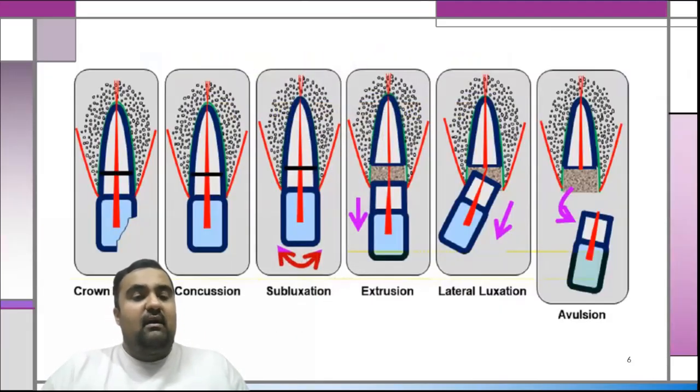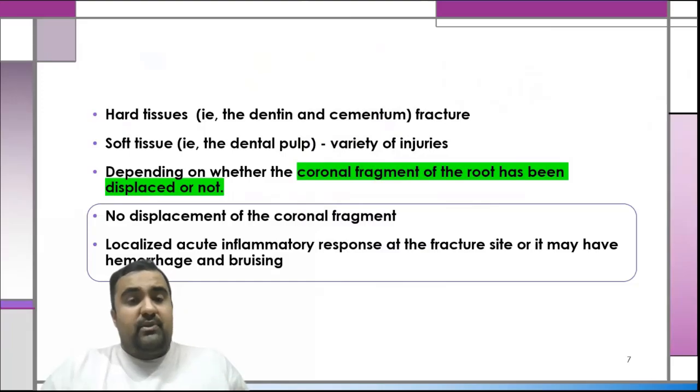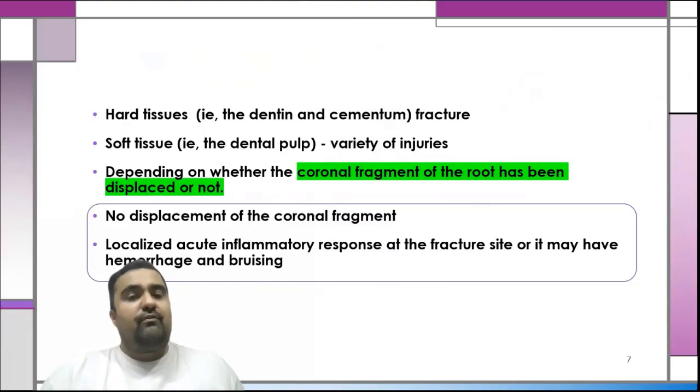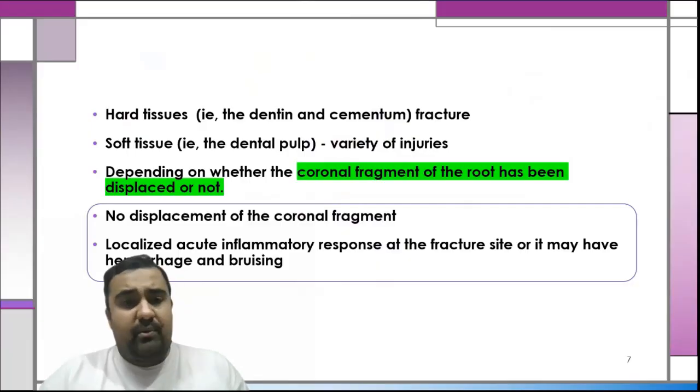So basically, fractures can be broadly classified as crown fracture, concussion, subluxation, extrusion, lateral luxation, and avulsion. So it could be hard tissue, that is dentin and cementum fracture, or soft tissue, that is dental pulp. Actually, it could also depend on whether the coronal fracture has been displaced or not.